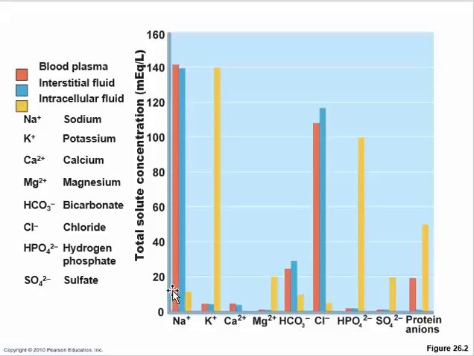Chloride levels go with the sodium. Phosphate levels go with the potassium. SO4 and proteins, you'll notice that the proteins are very low in the interstitial fluid.